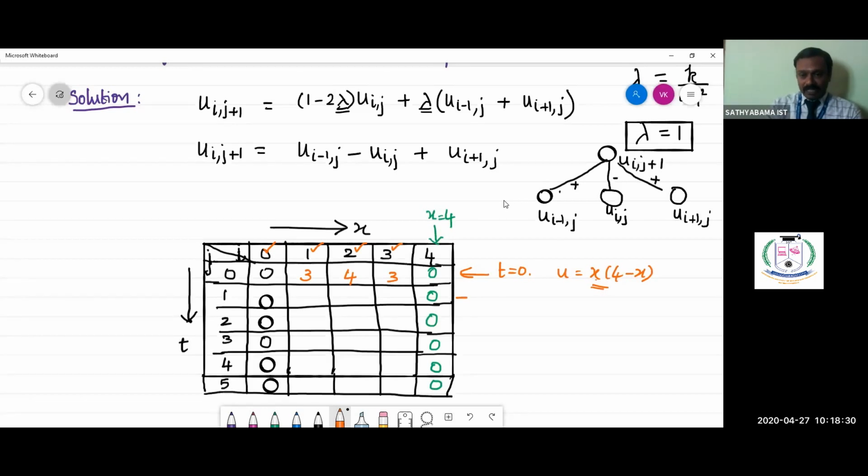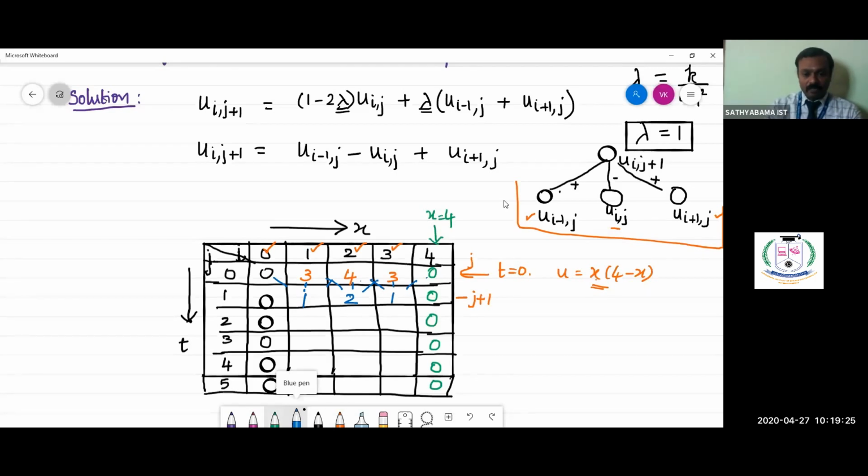Now the next time row, that is the j plus 1th row, depends on the jth row by this schematic representation. We have to take the value to the left plus value to the right minus value on the top. So if you need this point, take the value to the left 0, value to the right 4, add them up, subtracting the value above. So it is 4 minus 3, 1. Similarly, if you want to get this value, value to the left plus value to the right minus value above, that is 2. The same scheme, 4 plus 0 minus 3, it is 1.